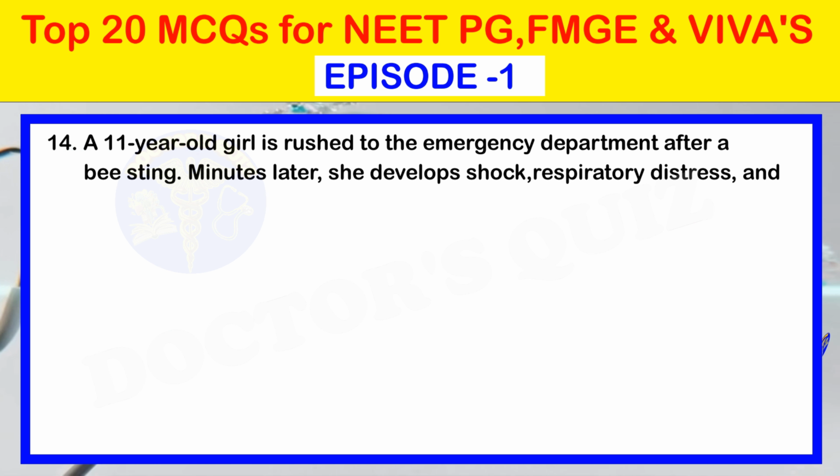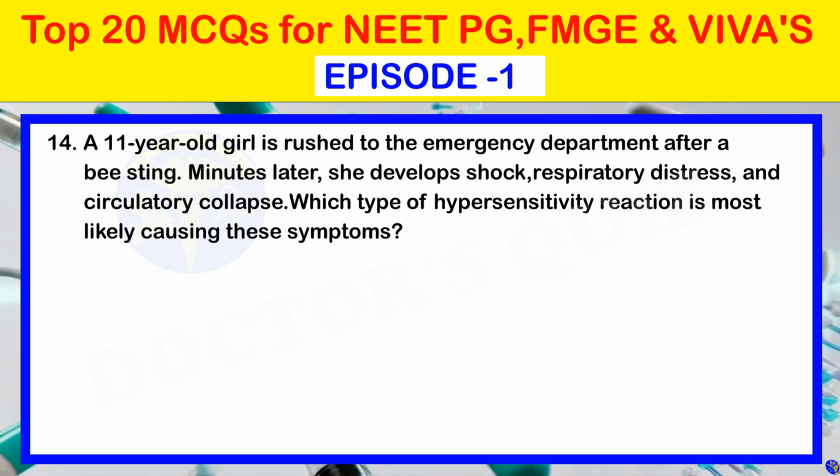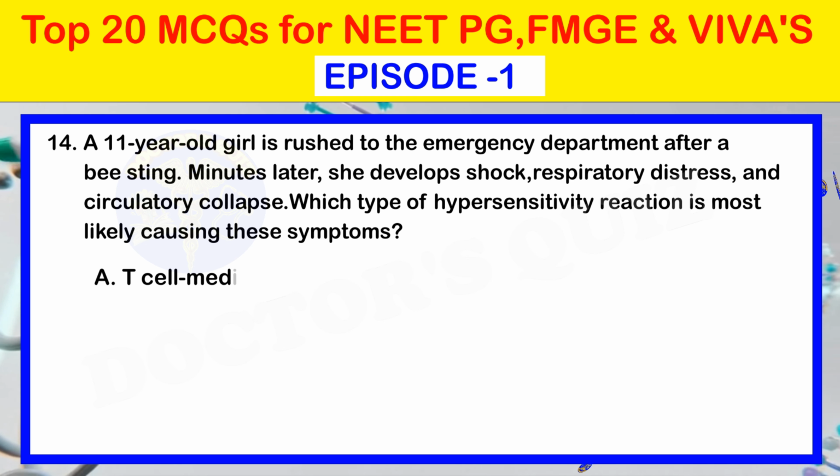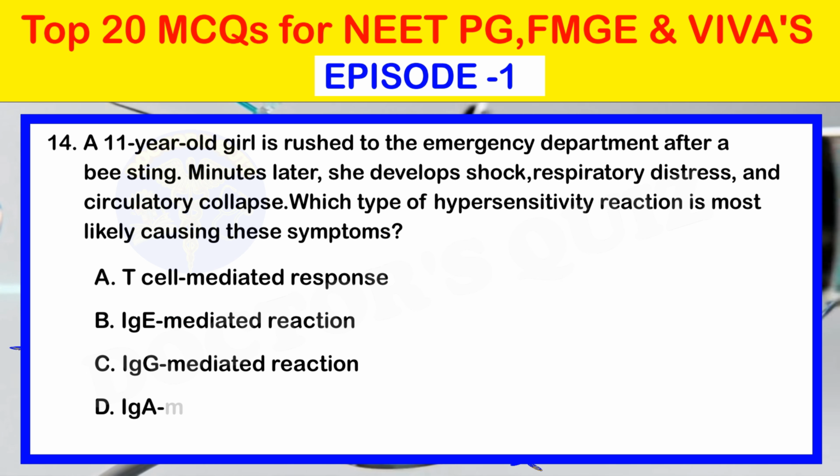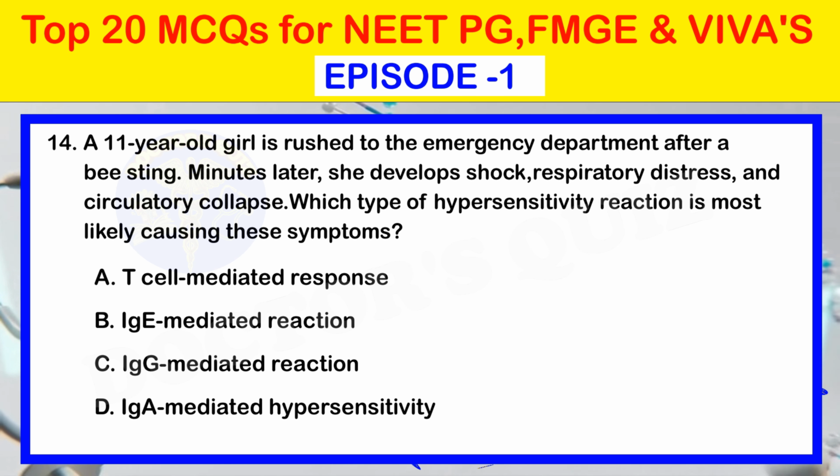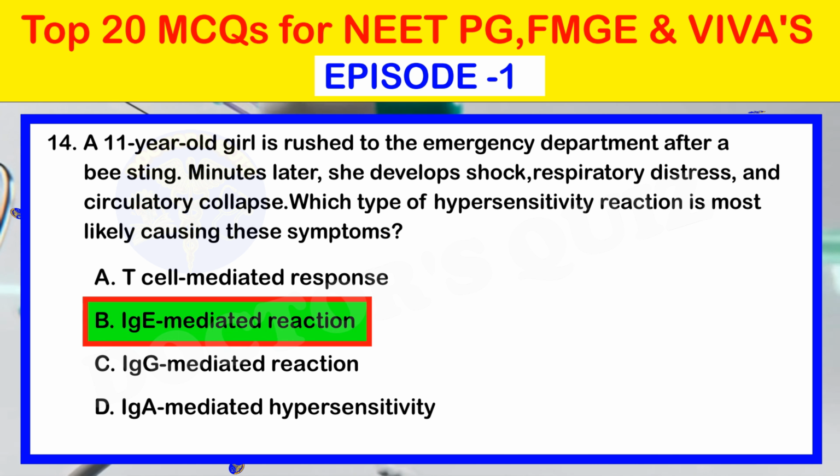A 11-year-old girl is rushed to the emergency department after a bee sting. Minutes later, she develops shock, respiratory distress, and circulatory collapse. Which type of hypersensitivity reaction is most likely causing these symptoms? Options are T-cell mediated response, immunoglobulin E mediated reaction, immunoglobulin G mediated reaction, or immunoglobulin A mediated hypersensitivity. Answer is option B, immunoglobulin E mediated reaction.